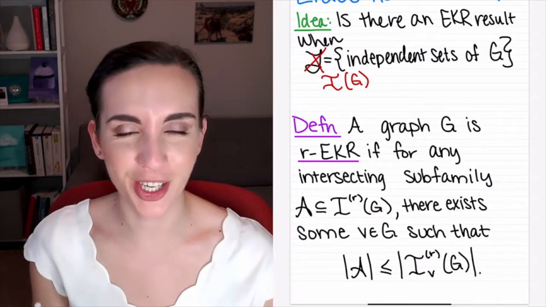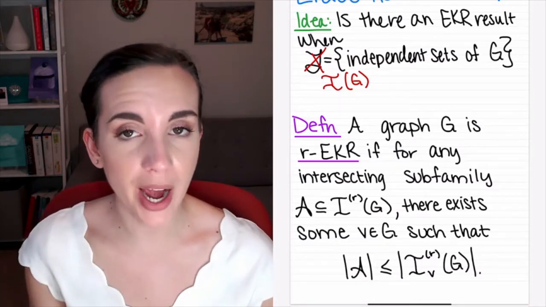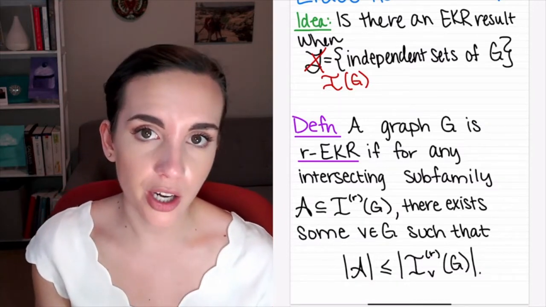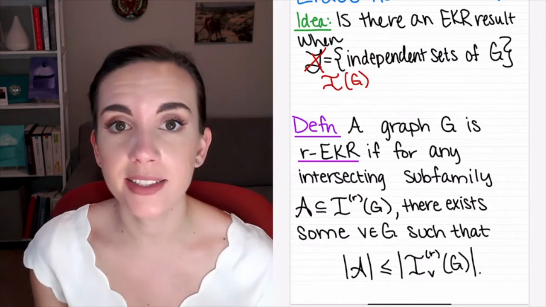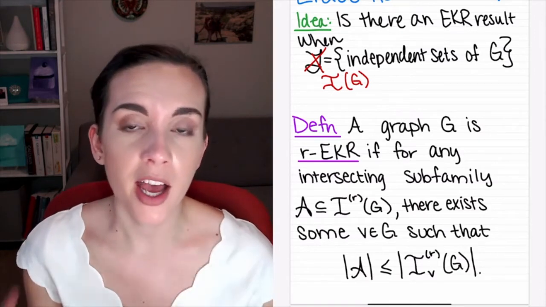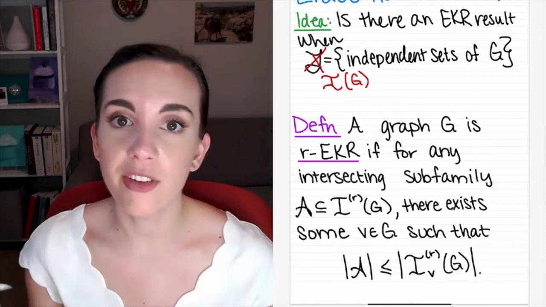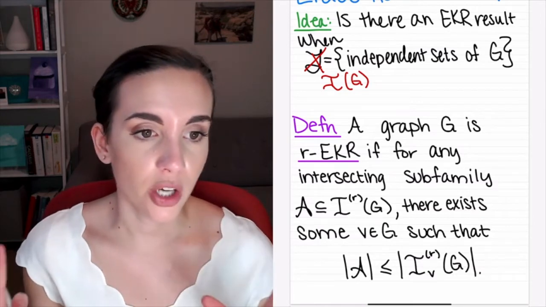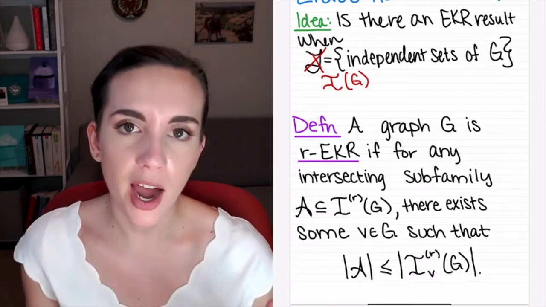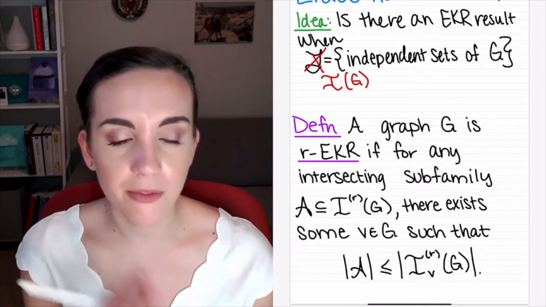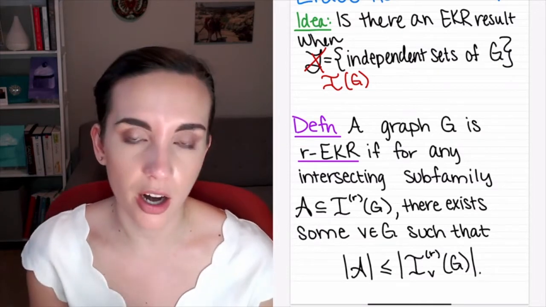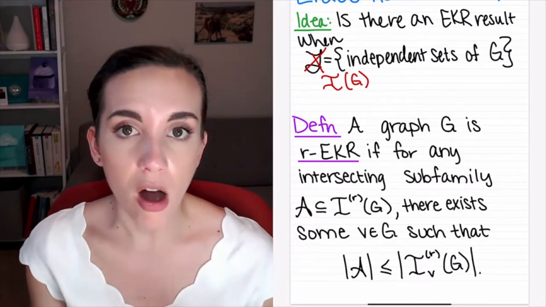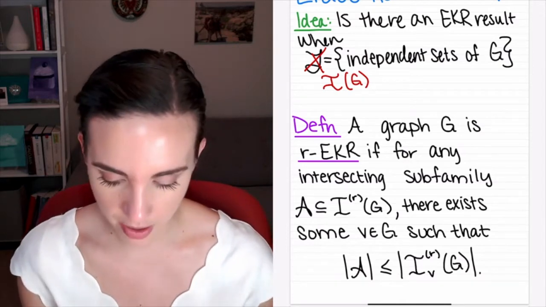Going back to our research question, we were asking for which graphs do stars maximize the size of an intersecting subfamily coming from the set of independent sets of a graph. And so we are saying that if a graph satisfies that property with some fixed set size R, then we are going to call that graph R-Erdős-Ko-Rado, R-EKR.